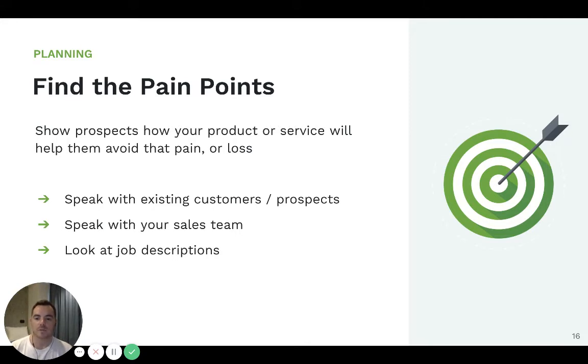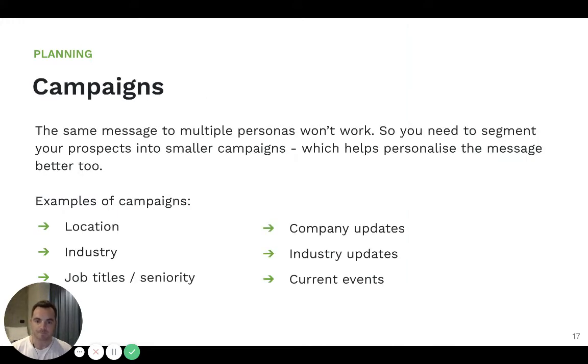So you do this by speaking to existing customers or prospects, speak to your sales team. Those people are speaking to these individuals on a daily basis. Also look at job descriptions, because you'll see in a number of job descriptions based on your buyer personas what their key objectives are and what they'll be responsible for in the role. And it's really important, as I said, to know this for your messaging.